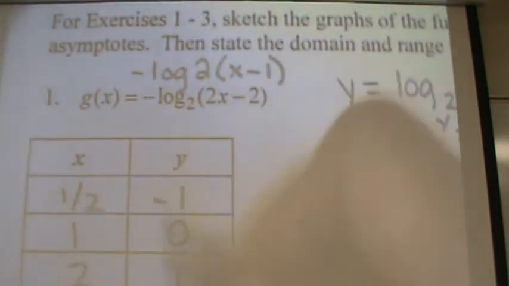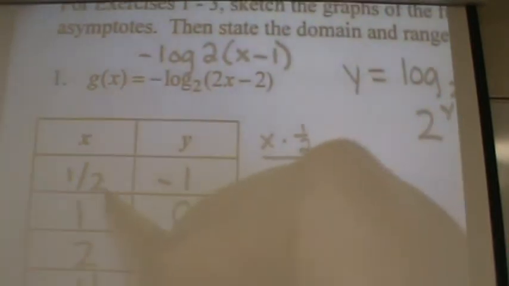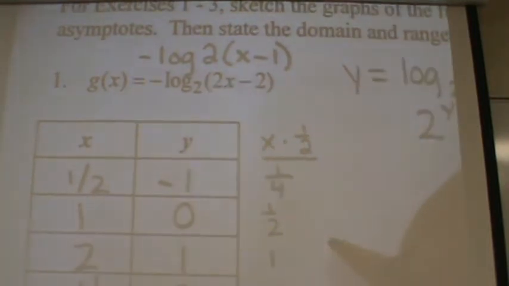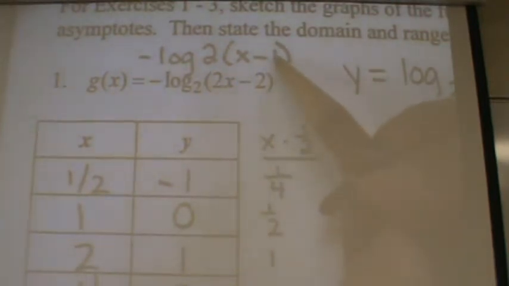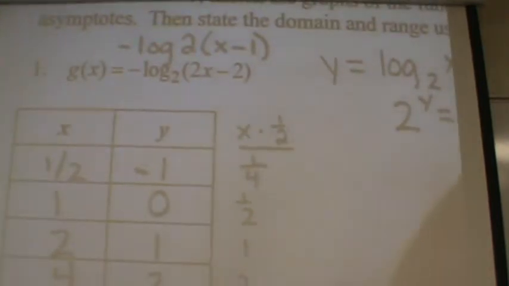How do you do it on the T-chart? You take your x values and you multiply them by a half. So give me the x values multiplied by a half. You get a fourth, a half, 1, and 2. The next thing you're going to do is this operation right here. You're going to add 1 to your x's. So if you added 1 to these x's, what would you get?